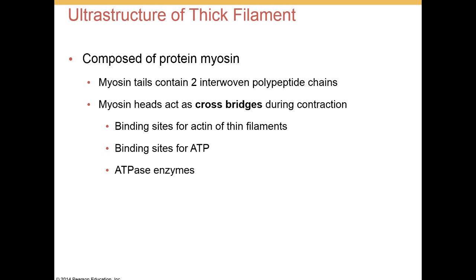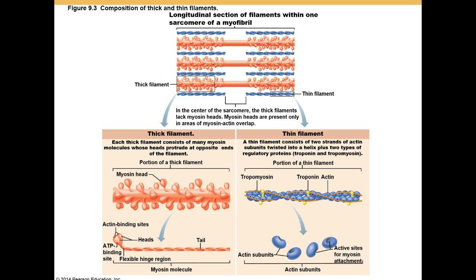The binding sites for ATP are the areas that act as ATPase enzymes. That means it breaks apart ATP, and you generate a little bit of energy by breaking apart ATP. So here we see, focused in on one section of the sarcomere, let's look over at the thick filament area.